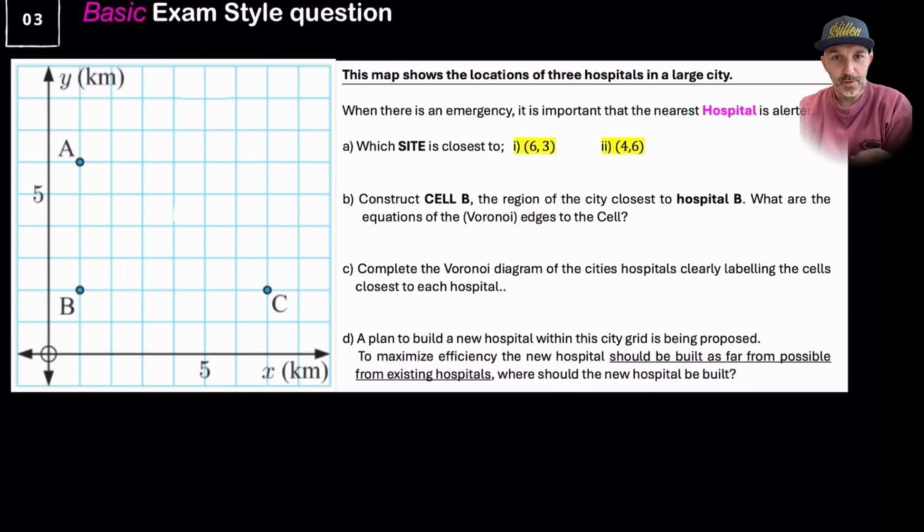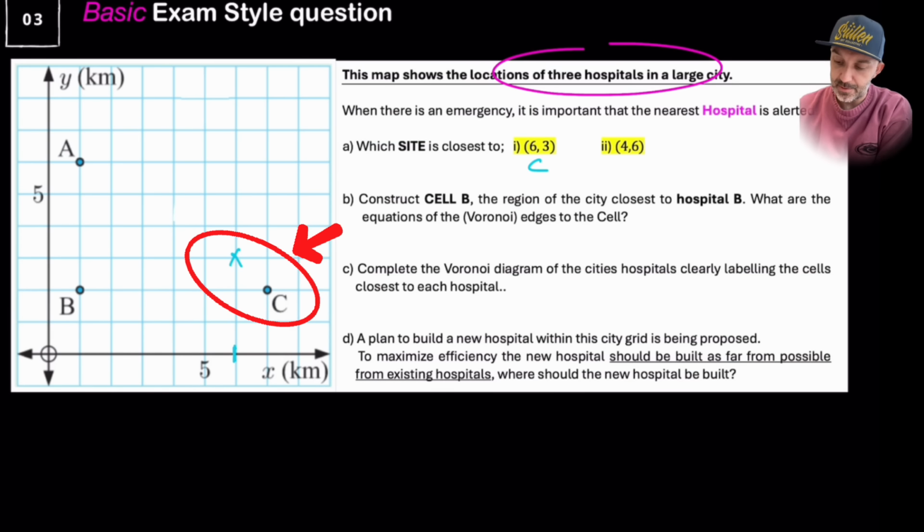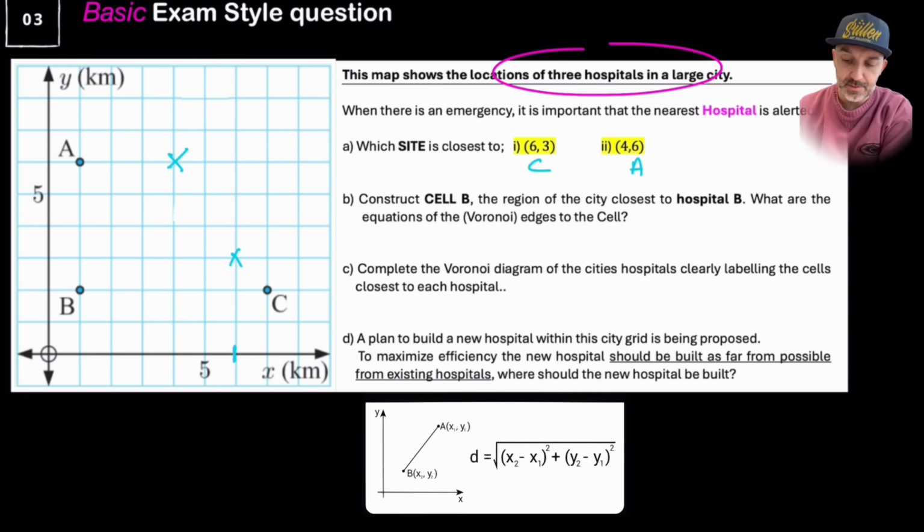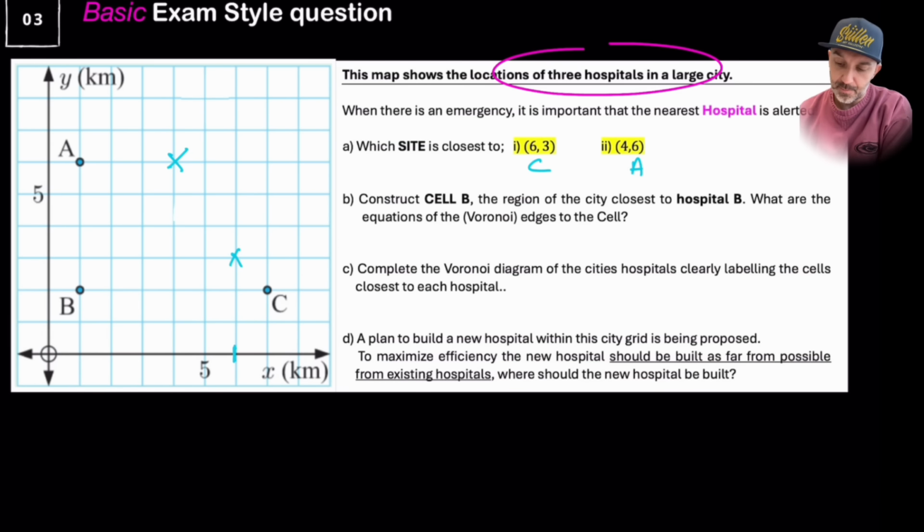Okay, so we're going to work through one of these basic exam style questions on Voronoi diagrams. The map shows 3 hospitals, A, B, and C on the left-hand side. When there's an emergency, the nearest hospital is alerted. Which site is closest to 6-3 here? That would be site C. I can just see that visually. 4-6 is here, so I can also see that that is site A, just visually. If we needed to find distance, we could use the distance formula, but it doesn't ask us to do that. So we've done part A.